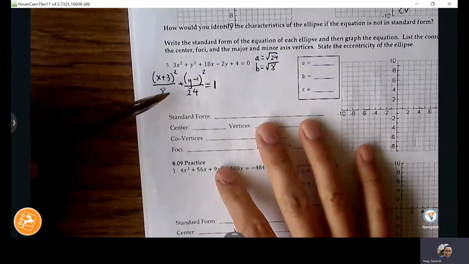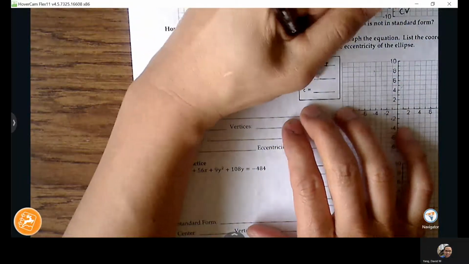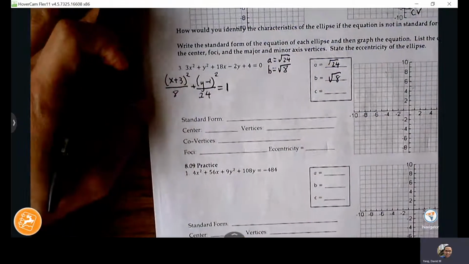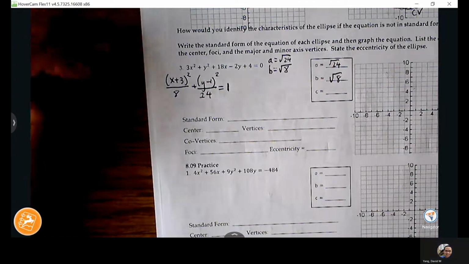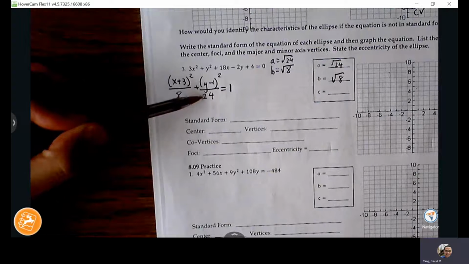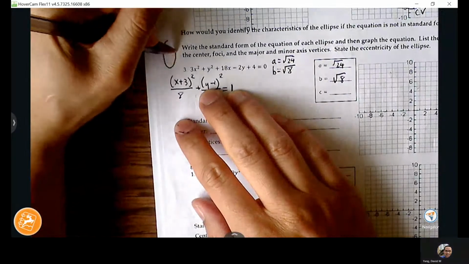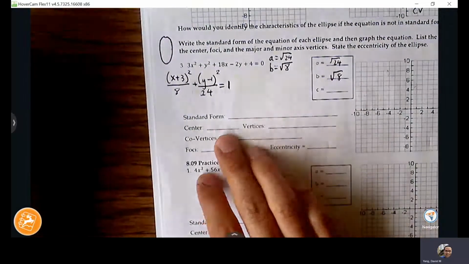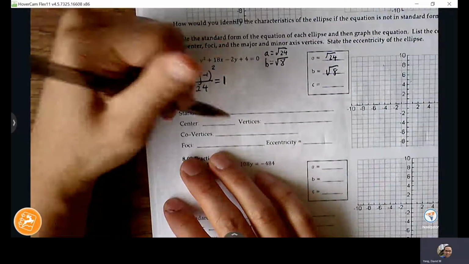So now how is this going to be here? Is it going to be a vertical major axis or horizontal? Vertical, right? You see that the larger value is under the y, so it's going to be a vertical major axis. Okay. All right, let's see if we can fill this out here. Center is -3.